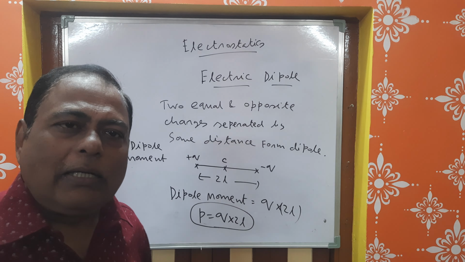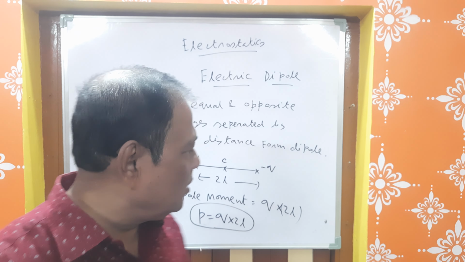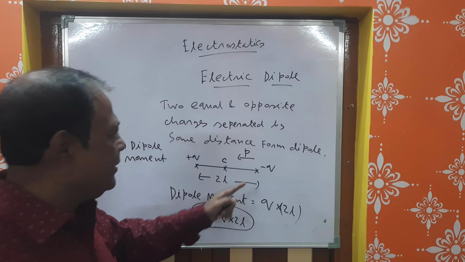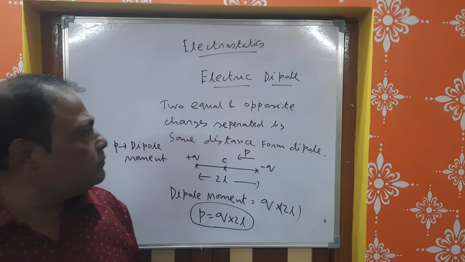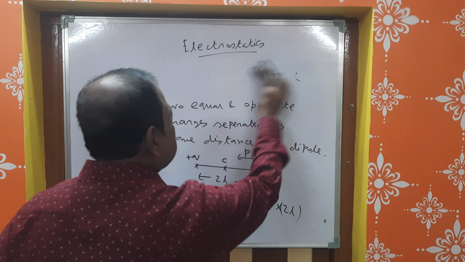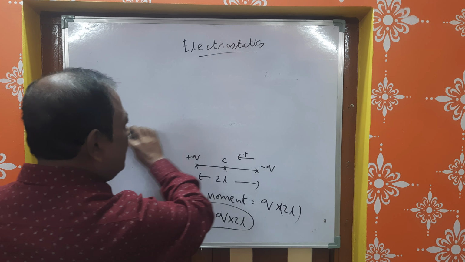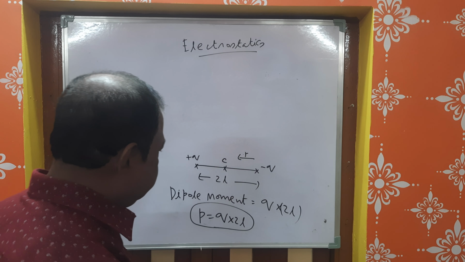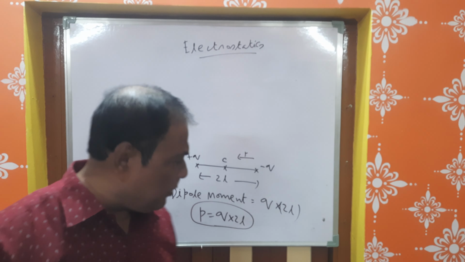And one thing, dipole moment is a vector quantity. Its direction is from negative to positive. That is the direction of the dipole moment. So, the dipole moment formula is this.